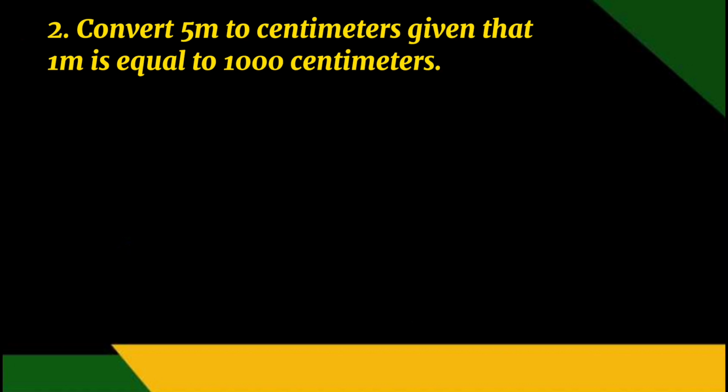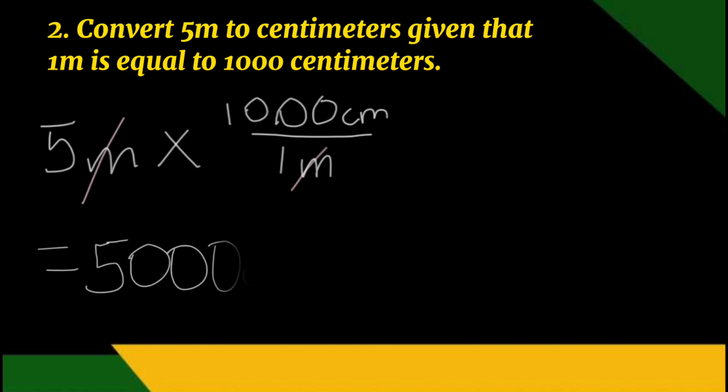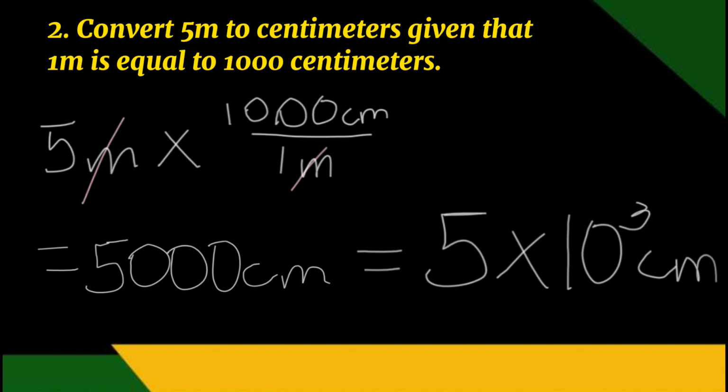To convert 5 meters to centimeters, we will start with a given value of 5 meters times 100 centimeters over 1 meter and cancel the same units, and it will be equal to 500 centimeters, and we will convert it into scientific notation. So we will move the decimal point 3 times to the left, and our answer would be 5 times 10 raised to 3 centimeters.